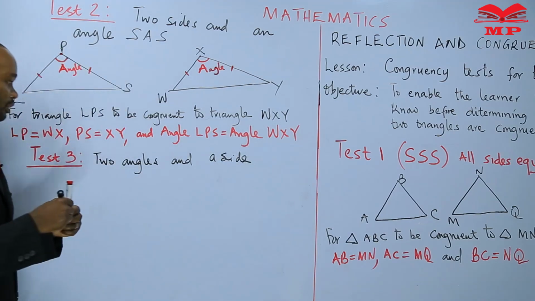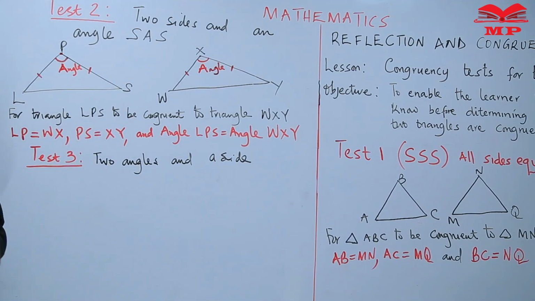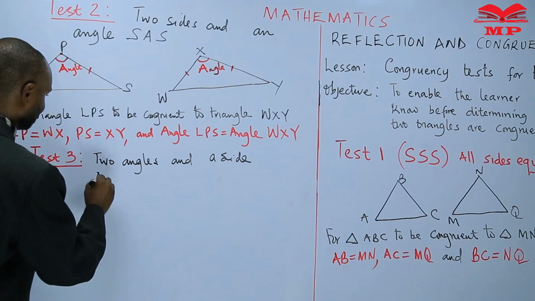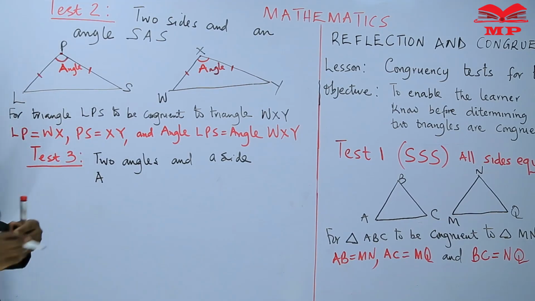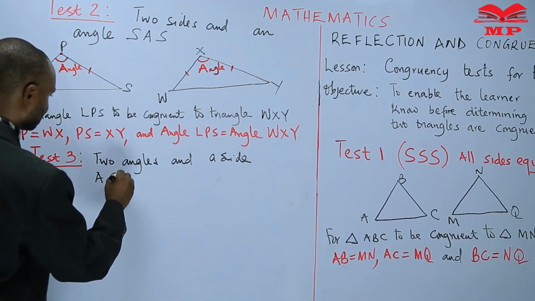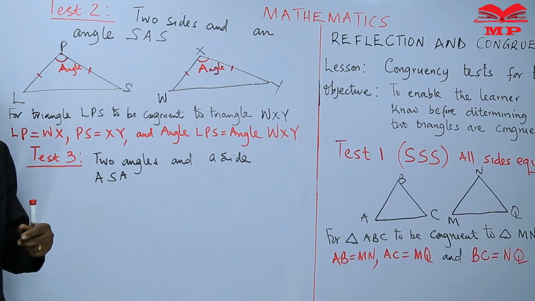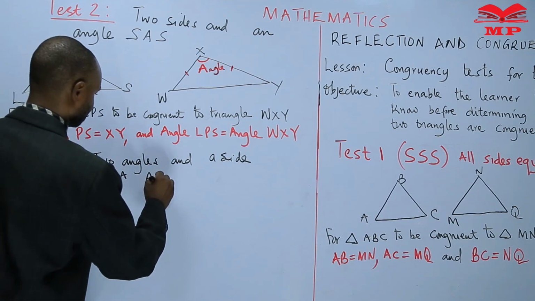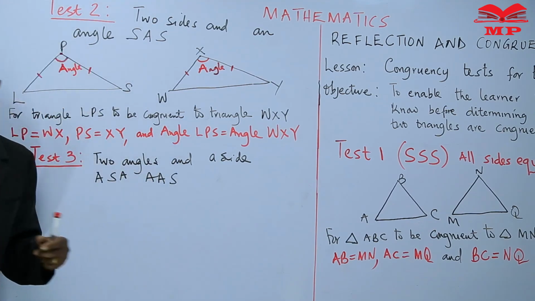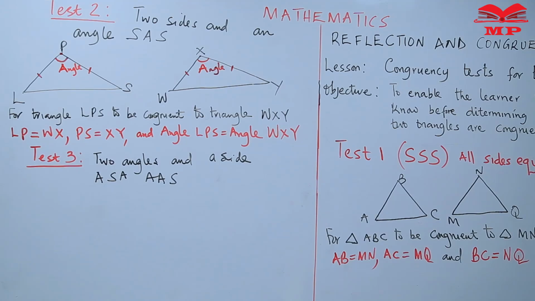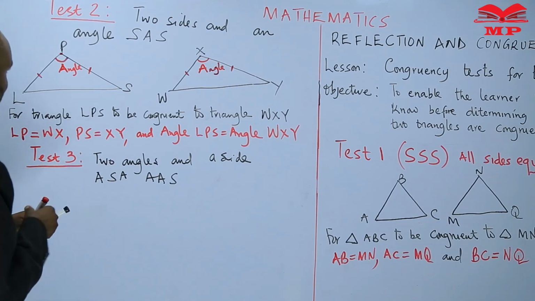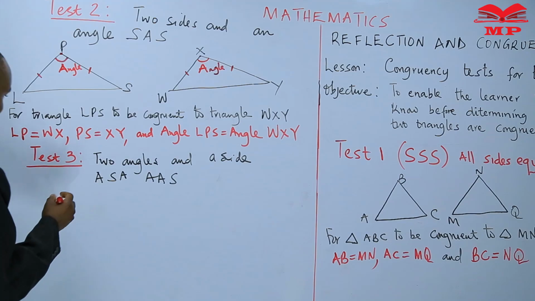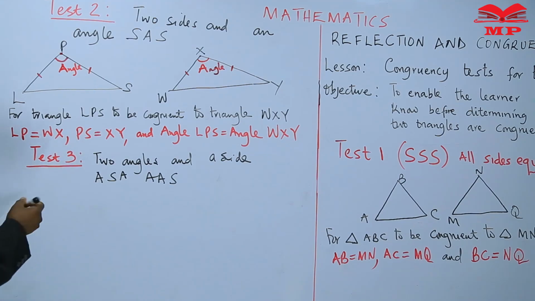Many would like to call it ASA or AAS, two angles and a side. So it's good to have the two triangles for us to understand. The first one is this one.